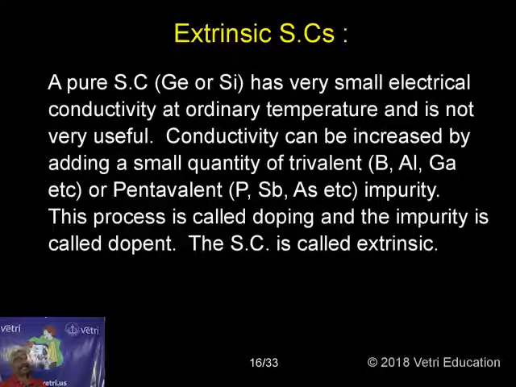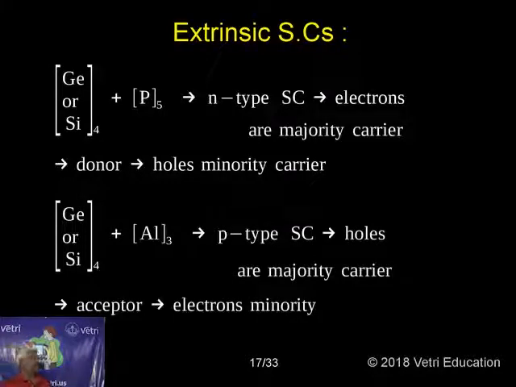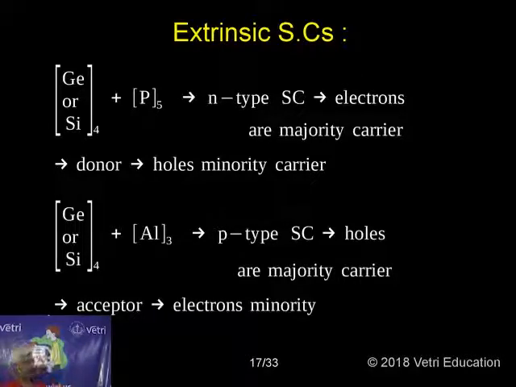The semiconductor is then called extrinsic. So we already discussed: germanium or silicon with phosphorus, a pentavalent impurity, gives an N-type semiconductor, with electrons as the majority carrier. It is a donor impurity because it donates an excess electron to the neighboring atom. Germanium or silicon with valency 4 doped with a trivalent impurity like aluminium forms a P-type semiconductor. Here also it requires one more electron for the covalent bonding with the germanium. This electron may be taken from the neighbor atom, therefore creating a hole.